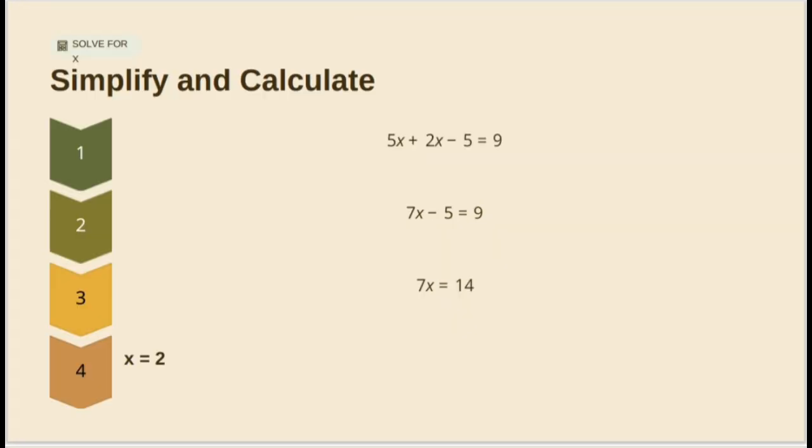On the next slide, now we simplify that step by step. So 5x plus 2x minus 5 equals 9. 7x minus 5 equals 9. 7x equals 14. So x equals 2.